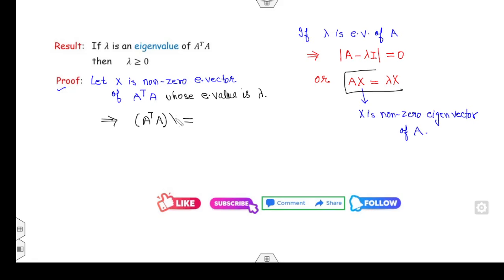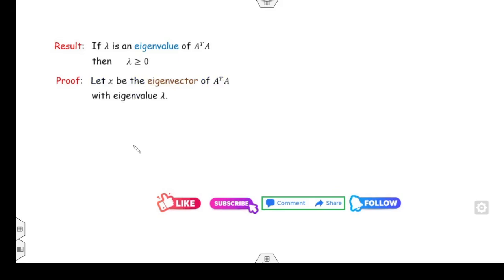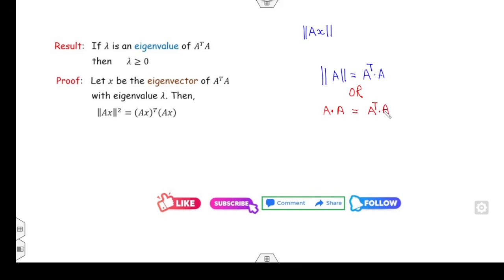So I can say Ax is lambda x. Fine. Now in order to prove lambda is greater than 0, I can start with the norm of Ax. Whenever you are talking about the norm of Ax, I can write this number as A transpose A, because the norm squared of Ax is (Ax) transpose into Ax, which is x transpose A transpose A x.